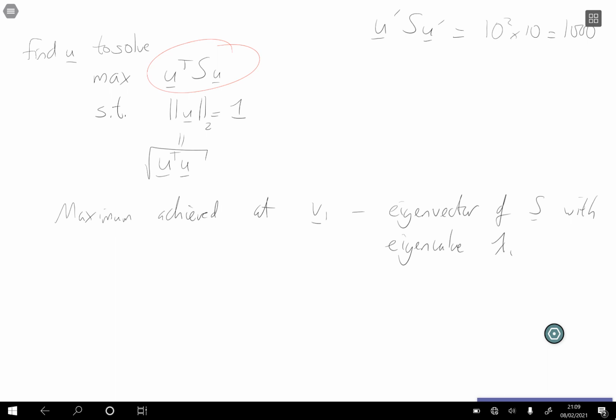In that case, the maximum of u transposed S u will be v1 transposed S v1. Well, S times v1, if v1 is an eigenvector, is going to be lambda 1 times v1. So that is v1 transposed times lambda 1 v1, which is just lambda 1 v1 transposed v1. Now these are unit eigenvectors, so this is just lambda 1.